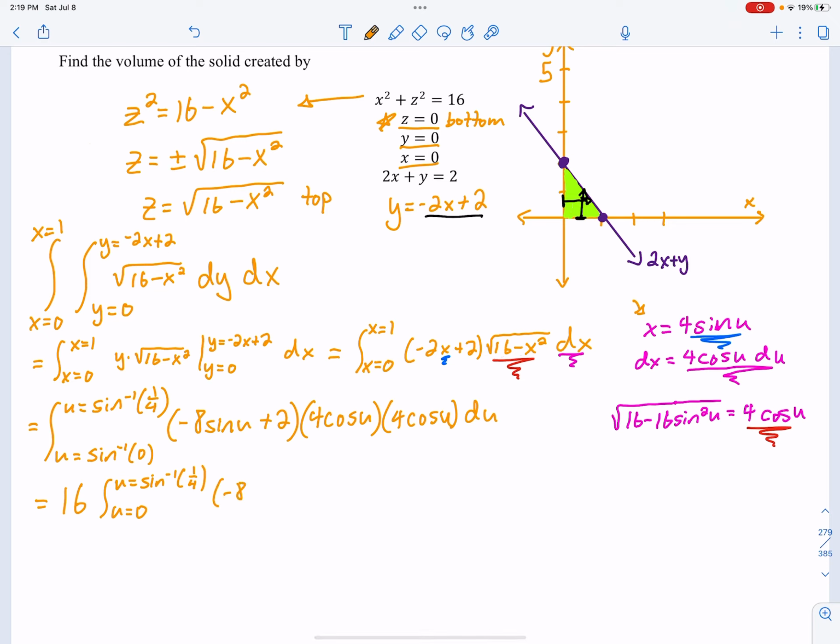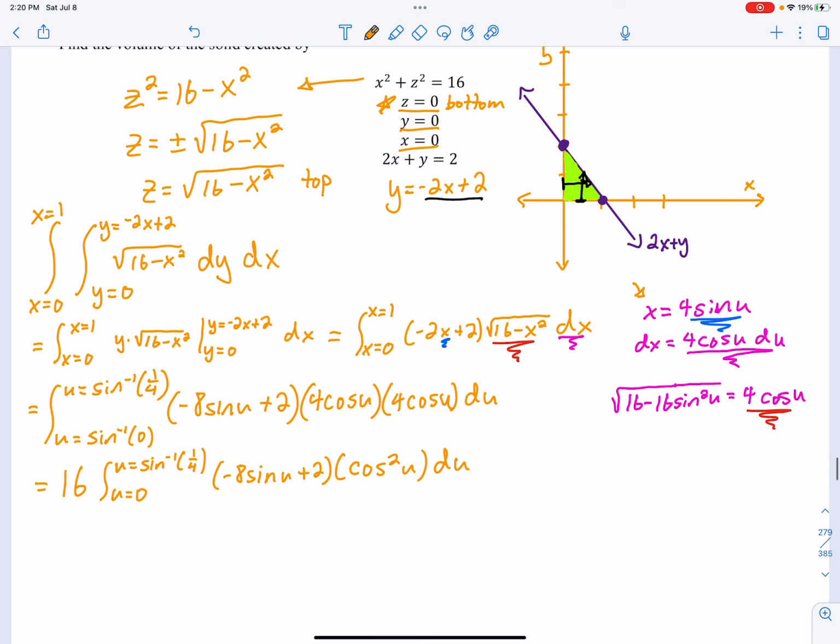So this leaves me with 8 sine u plus 2 times cosine squared u du. Now, I see that cosine squared u, and it would be really nice, because I'm aiming towards that reduction formula, if I could change that to a sine.